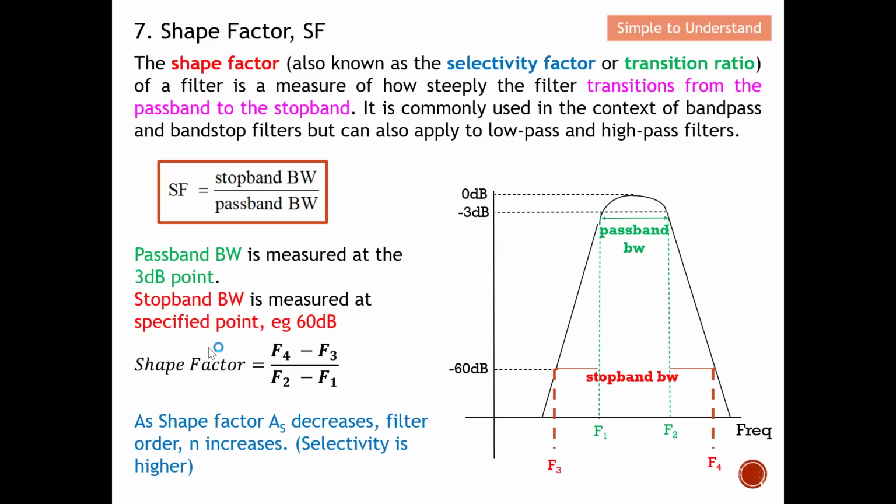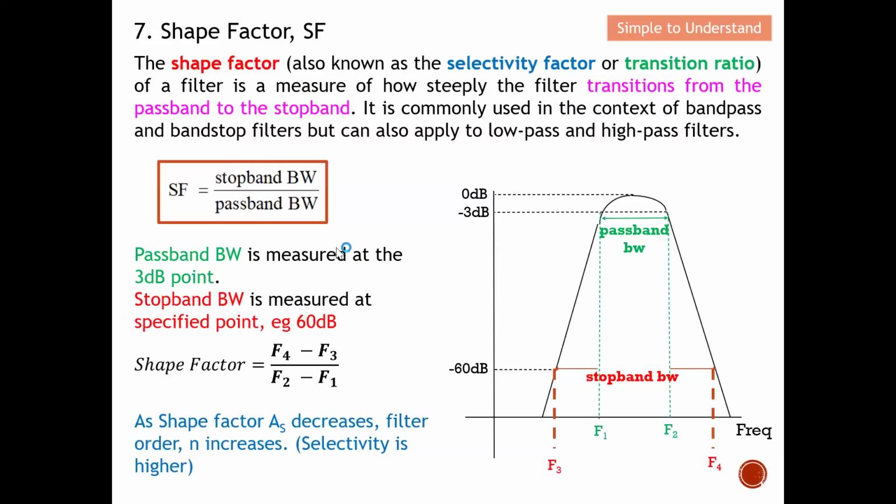You can see that it also quantifies the skirt of the filter. On my next slide, I will explain this. This shape factor also describes the performance of the skirt of the filter. This is the equation to compute the shape factor. As the shape factor decreases, which means this ratio decreases, the filter Q actually increases. Later on we will take a close look here. The selectivity is higher. So this is the shape factor.